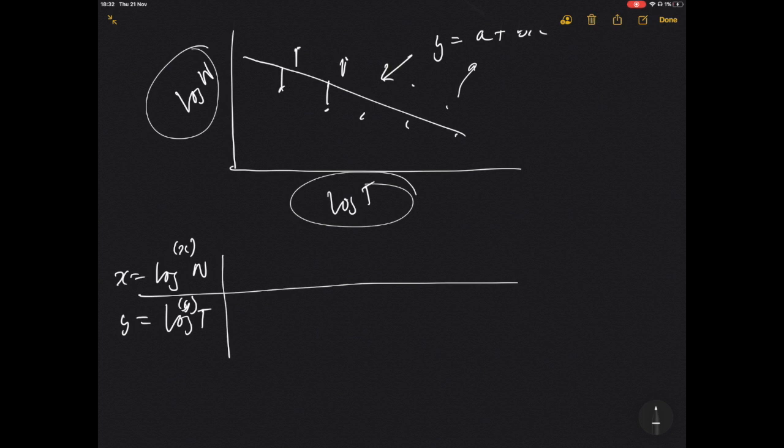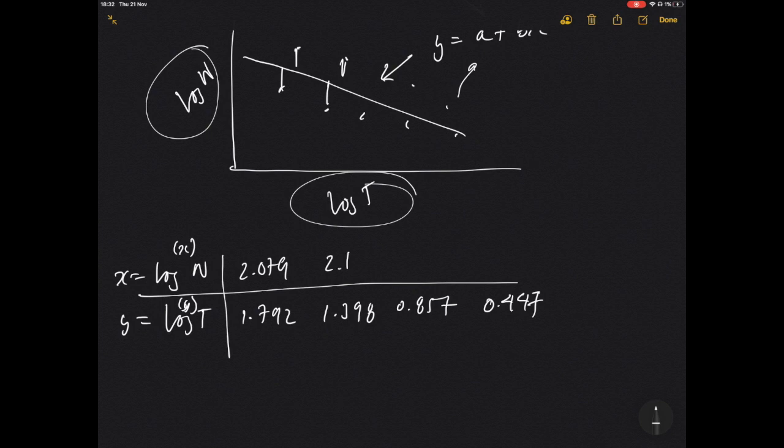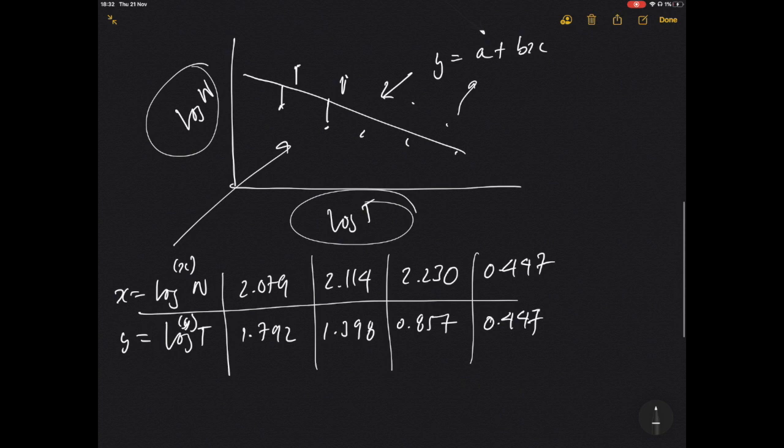We would find that our log t values are 1.792, 1.398, 0.857, and 0.447. Likewise, we'd find our log n values are 2.079, 2.114, 2.230, and 2.301. Okay, so we've worked out our values in terms of logs on this straight line.